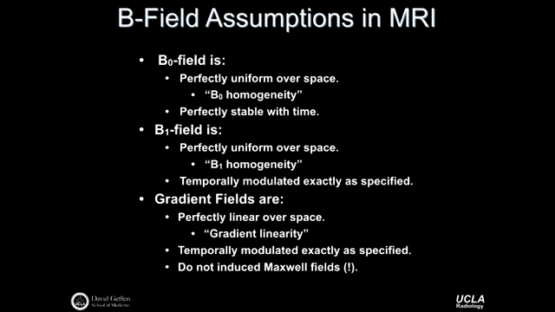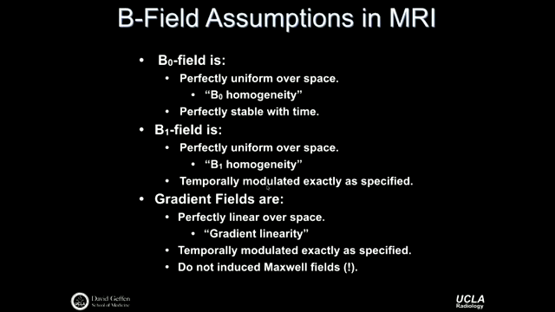Okay. So I think at this point we want to review a couple things and think carefully about the B field assumptions that we've made in MR. We've assumed that the B0 field is perfectly uniform over space, and we talk about that as being the B0 homogeneity. And we also think of it as being perfectly stable with time. It's just a field that's on and perfectly on. The B1 field, we also think of it as being perfectly uniform over space. We want it to be, meaning it excites all spins in the same way or the same amount. And we refer to that as B1 homogeneity.